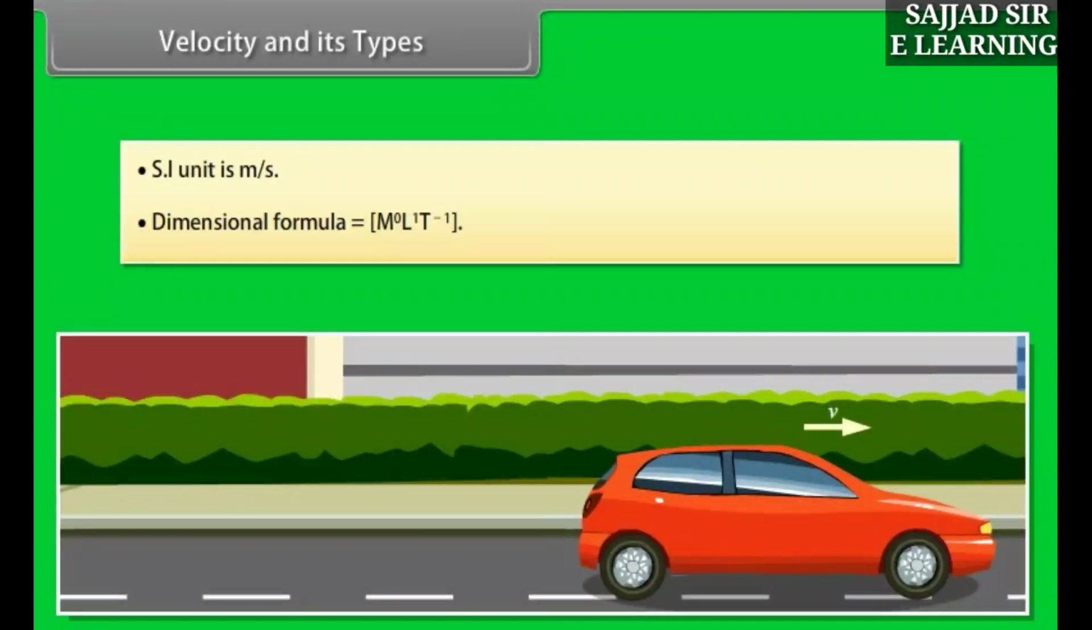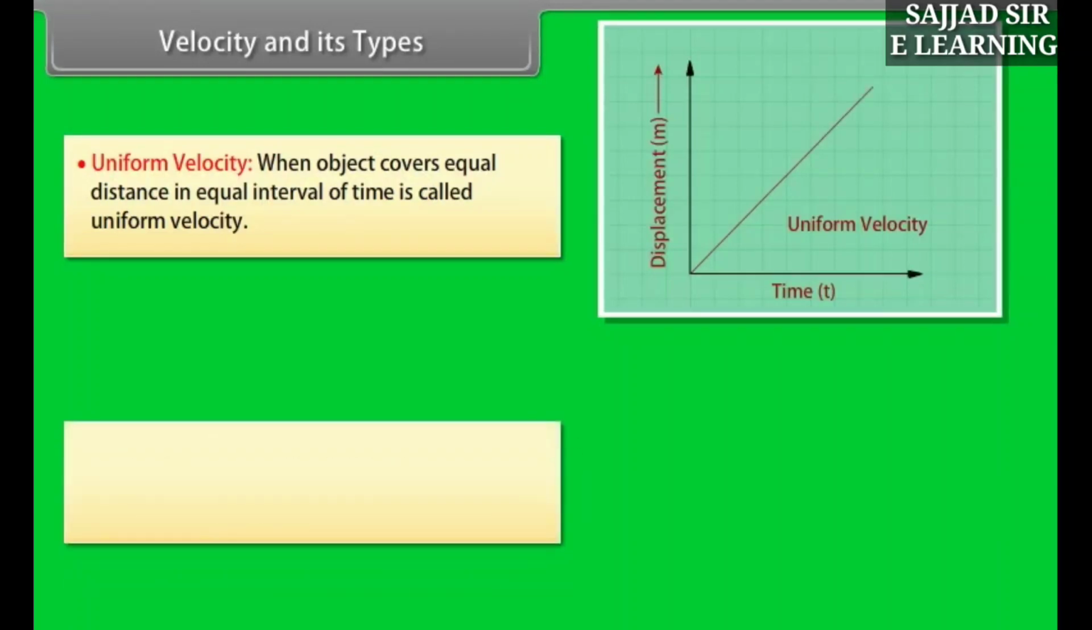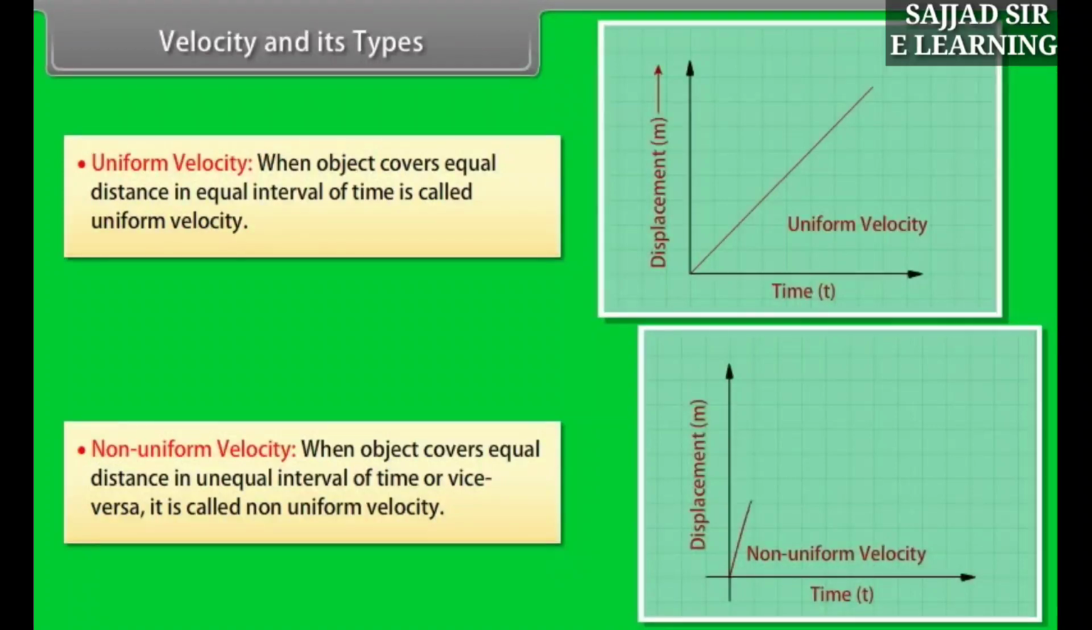Uniform velocity: when the object covers equal distance in equal intervals of time, it is called uniform velocity. Non-uniform velocity: when the object covers equal distance in unequal intervals of time or vice versa, it is called non-uniform velocity.